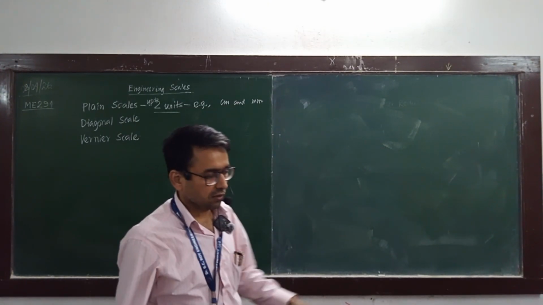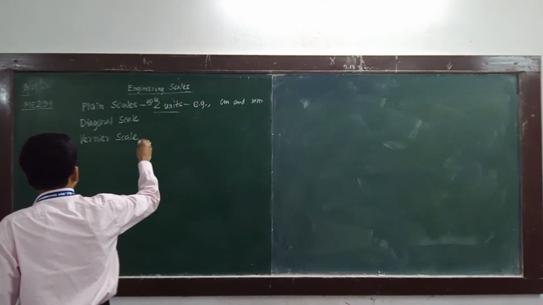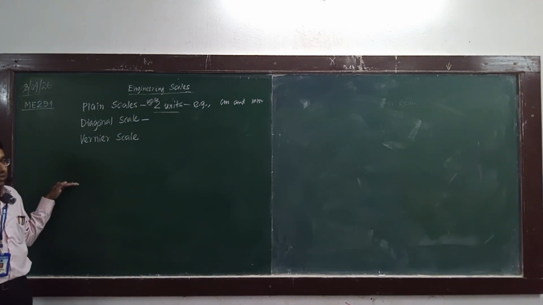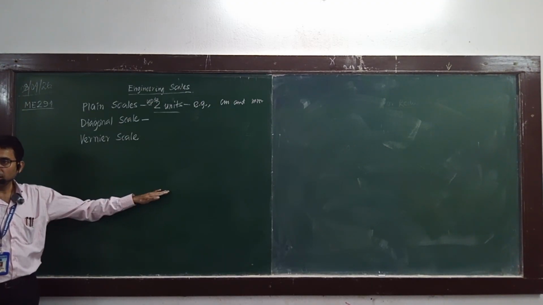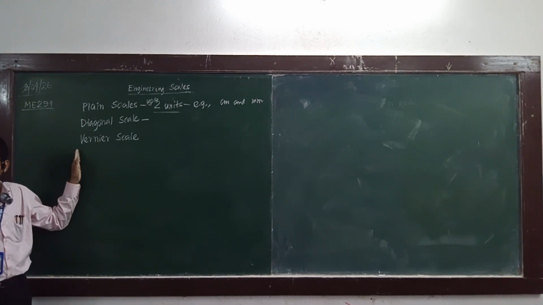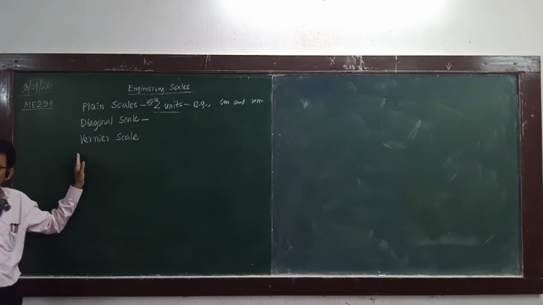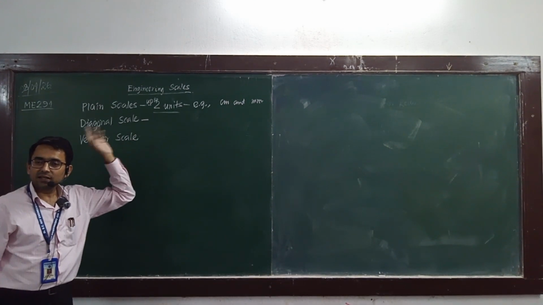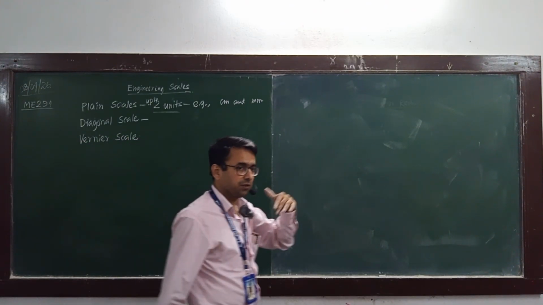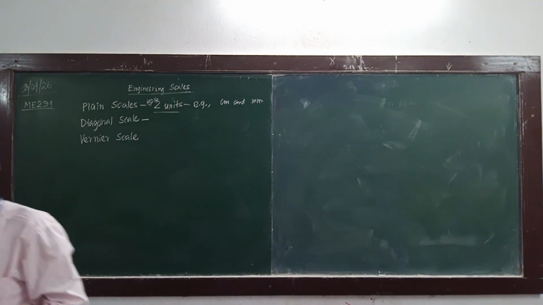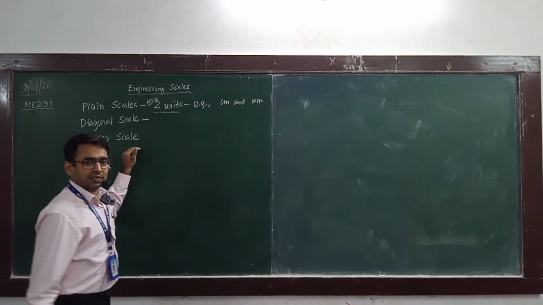In diagonal scales, it is basically a combination of 2 scales. Plain scale in one direction, and diagonal in the vertical, perpendicular direction. Therefore you understand that in diagonal scale you will be able to measure up to 3 units. 3 units. Right? 3 units. Okay.